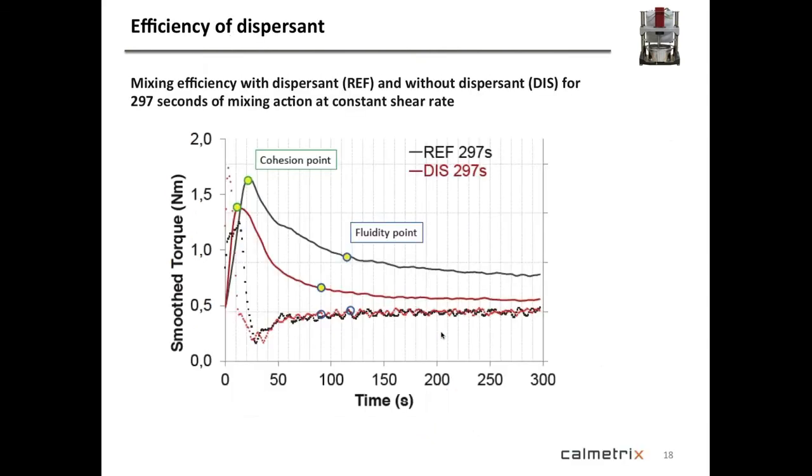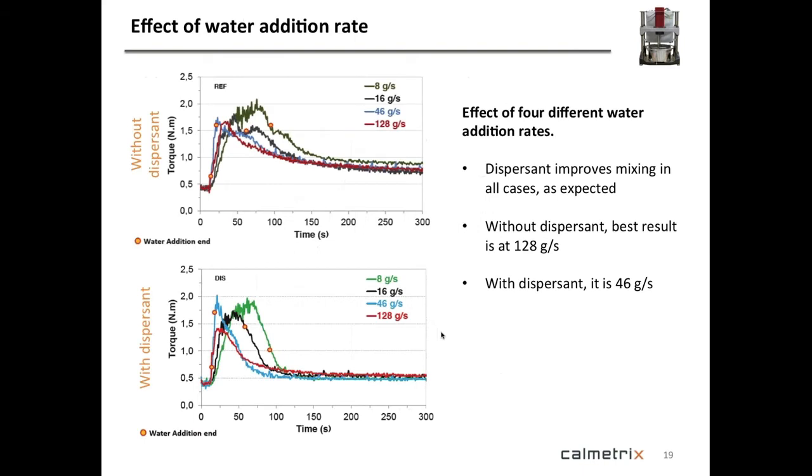But something else we can look at is, in fact, the water addition rate, how quickly we add the water. So in this case here again, we made 4 different samples. The first one, we added the water at a rate of 8 grams per second. So it takes a little longer to put all the water in the mixture. So it's the same water cement ratio, except that we add it slower as we mix.